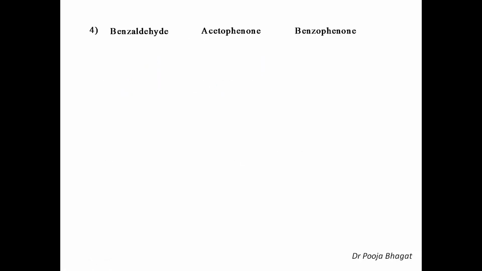Okay. Another example. Benzaldehyde, acetophenone and benzophenone. So first write down the structure of all the three compounds. This is benzaldehyde, this is acetophenone, and this is benzophenone. Now, if we have to do the comparison of their reactivity, where is the difference? This group, benzoyl group, is common in all the cases. The difference: in benzaldehyde, it is hydrogen. In acetophenone, it is methyl. In benzophenone, it is benzene ring.